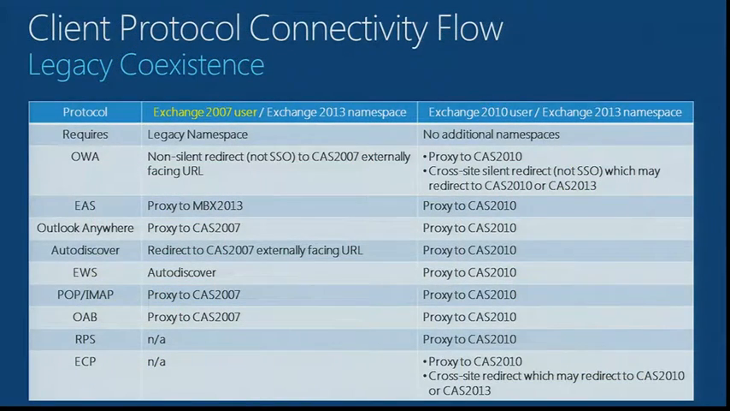I'm not going to go over this. This is just a quick chart I threw in there so that you had something to compare to what the 2007 user experience would be and what the 2010 user experience would be. You can see it's not quite as clean with the 2007 side. 2010, everything's proxy, proxy, proxy. But 2007, it's going to depend on the protocol in terms of what the experience is going to be. Some are going to be proxy, some will be redirect, others will trigger auto-discover, and auto-discover will send the client to the right place based on that.